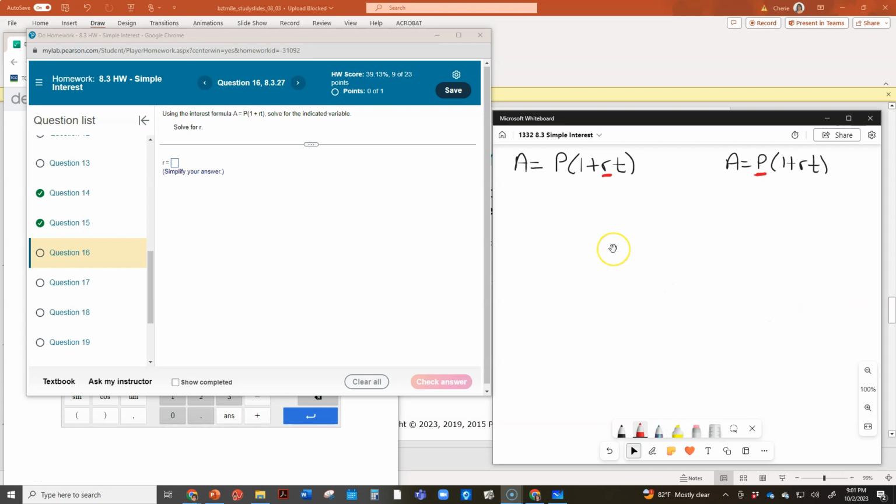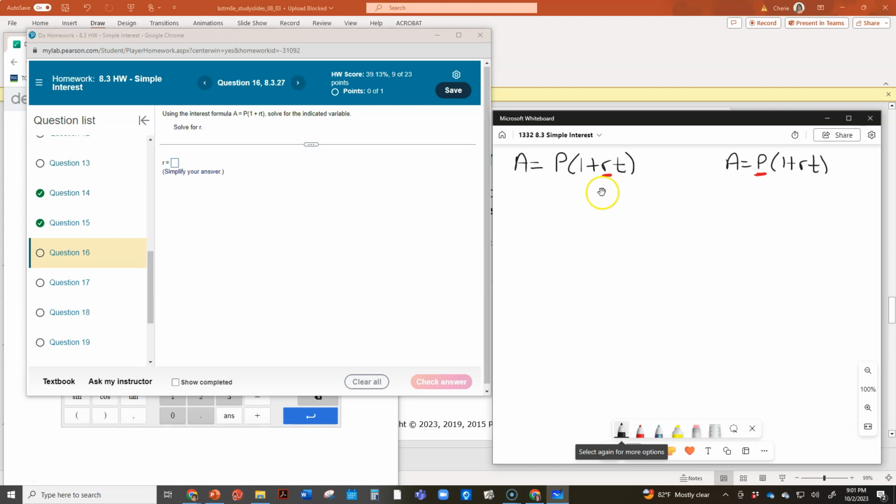So number 16 and 17 are the exact same, except they don't give us any numbers. The reason they do that is because a lot of times, especially in science class and physics, they have one formula and then they solve those formulas for each one of the variables. So it looks like you got a different formula. It's not a different formula. It's the same formula. It's just solved for a different variable. So you can do this before you have numbers.